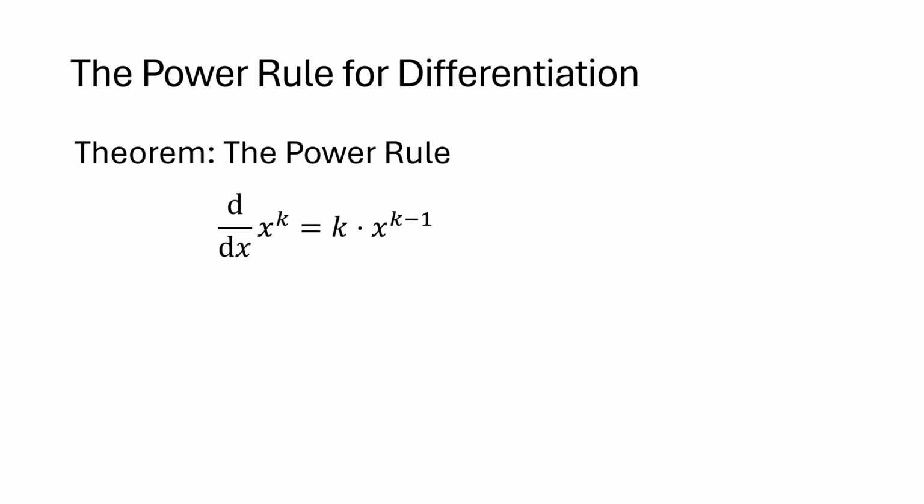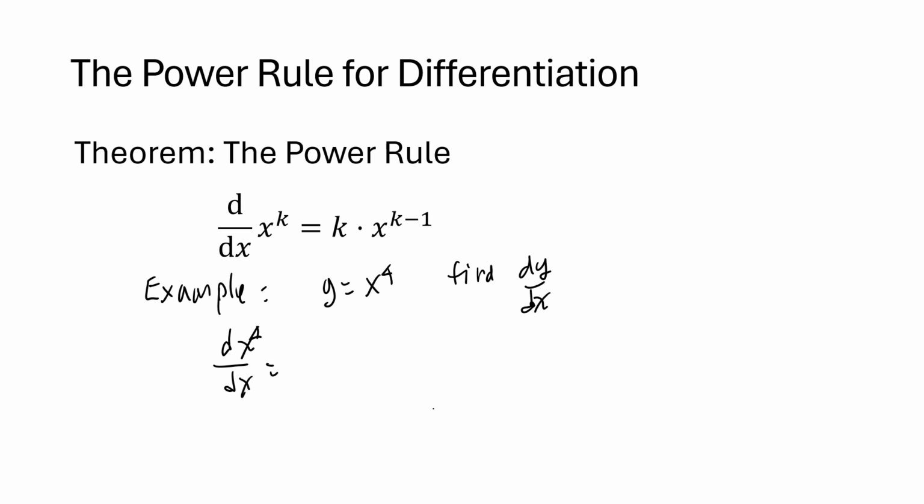So let's do some examples to make that a little more clear. Let's take y is equal to x to the fourth. So we want to find the derivative of y with respect to x. So using our power rule, that tells us the derivative of x to the fourth dx. Now, in this case, k is equal to 4, so we bring that out front, and then we take x. Now we decrement the exponent on the power function by 1, so 4 minus 1 is equal to 3, so it's 4x cubed. So there's our answer.